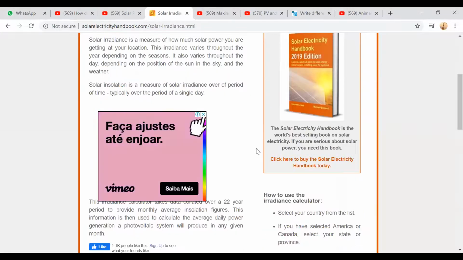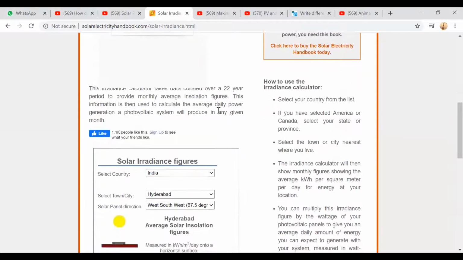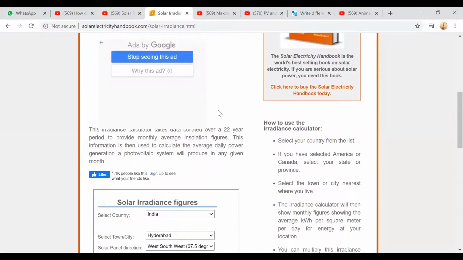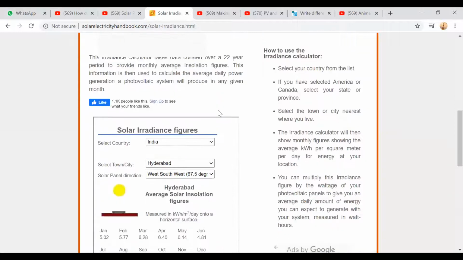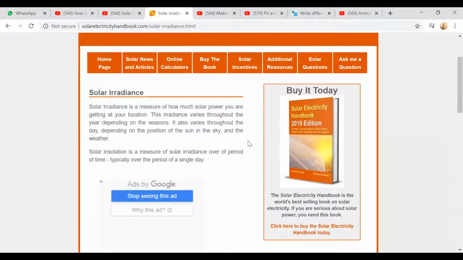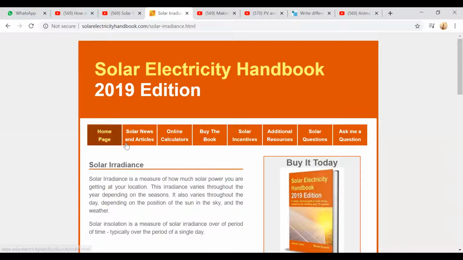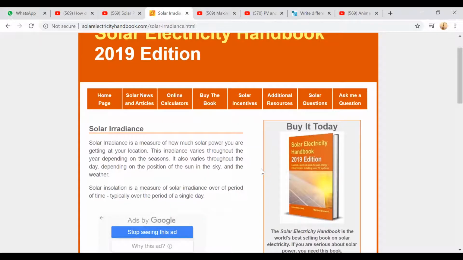So this is the data we are having, the solar irradiance calculator. Here you can check it out. Here we have the solar electricity handbook. In the top tab, we have so many things. Here we have online calculators, solar incentives, what the solar incentives are, and next, additional resources, solar questions, and also ask me a question. This is what we call the solar electricity handbook.